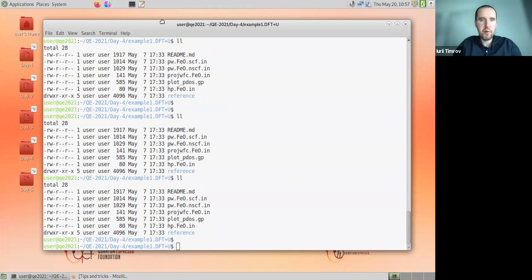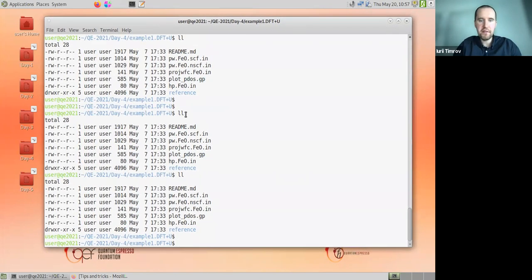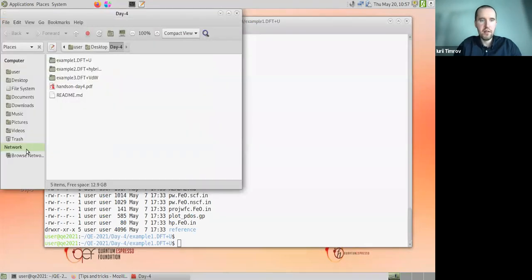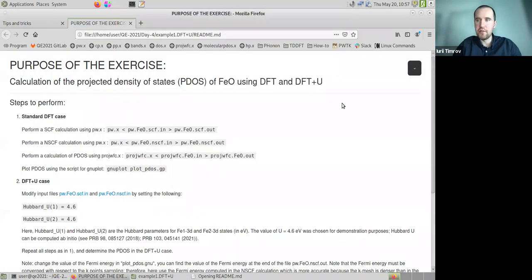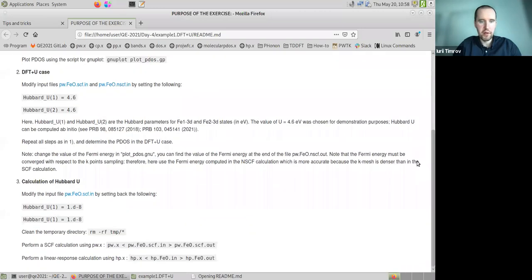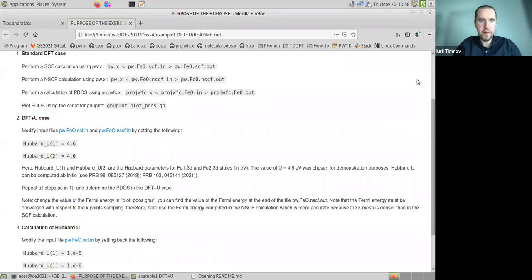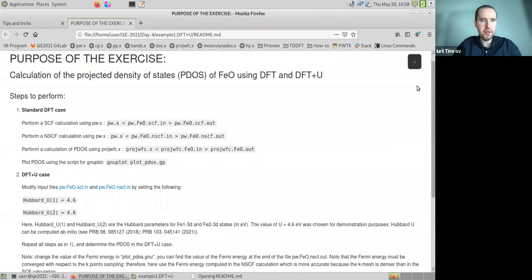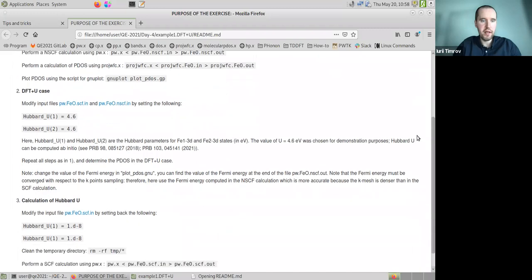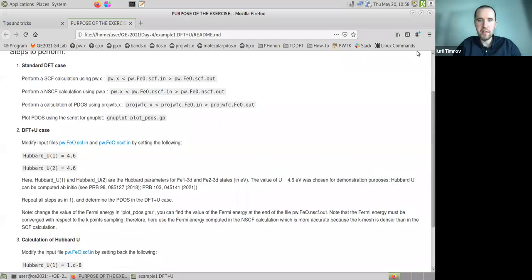As I mentioned before, we will use HPC facilities for this exercise because it's quite heavy. In this repository, in day 1, in example 1, you click on readme.md, and these are the instructions. So you can proceed on your own, and I will try to proceed as well. So we have 3 parts. One is standard DFT calculation, second DFT plus U, and third calculation of Hubbard U. So let's do the first step.